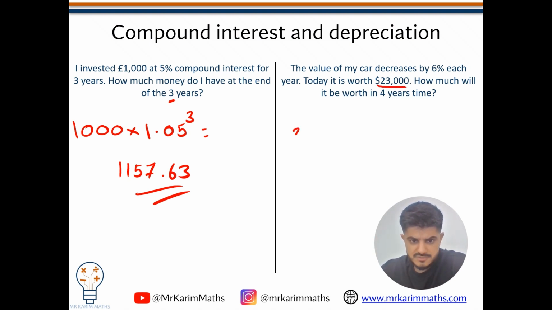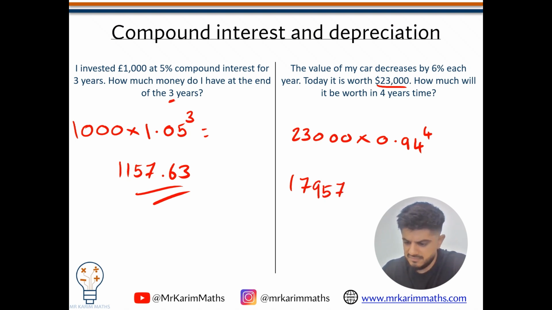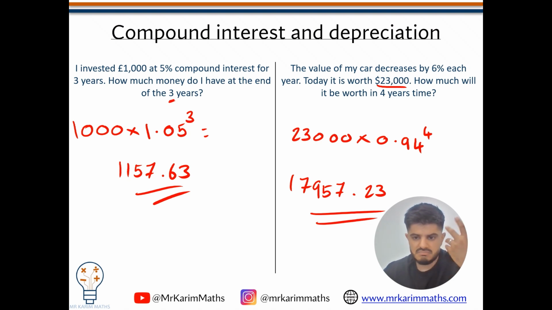Okay, so 23,000 multiplied by it, and it's a 6% decrease. We already discussed this: 0.94 to the power of 4. 23,000 multiplied by 0.94 to the power of 4. Press equals. There you go, got my answer straight away: £17,957.23 when rounded. So much quicker, and especially if, as I said before, this was 24 years. If you have an investment and you want the return on it in 30 years' time, you are not going to do 30 separate calculations. You can do it in one.